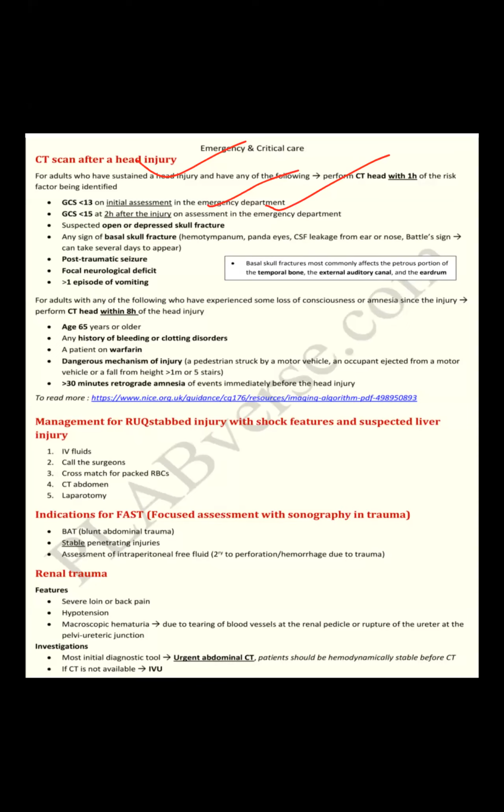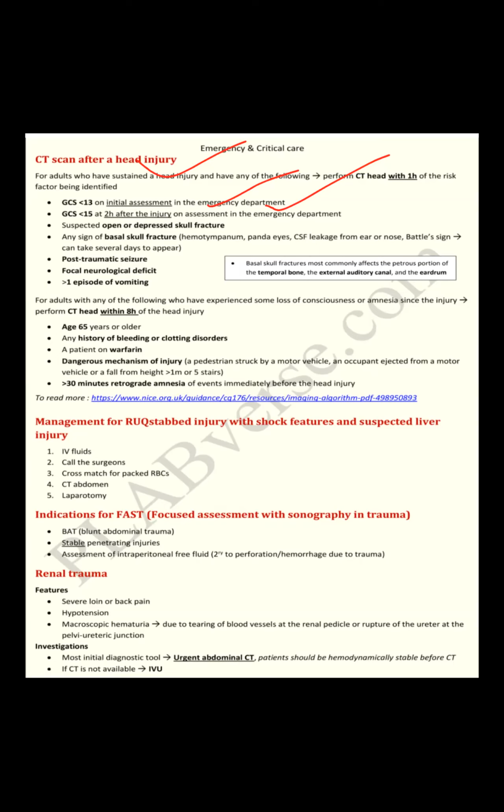My dear friends, for babies or children, it's not more than one episode of vomiting; it's up to three episodes of vomiting, when we can wait or observe. So for adult medicine, we have to do a CT scan if there is more than one vomiting. Basal skull fracture: the temporal bone, external auditory canal, there will be perforation or rupture. So for adults with any of the following, remember CT head within 8 hours.